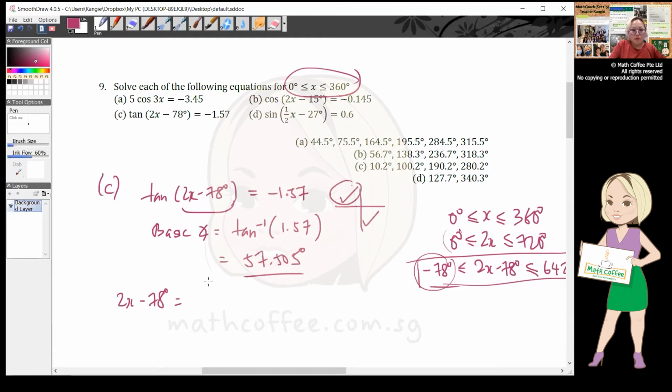So you will get 122.495 degree. Fourth quadrant will be 360 minus 57.505. You get 302.495 degree. Okay.